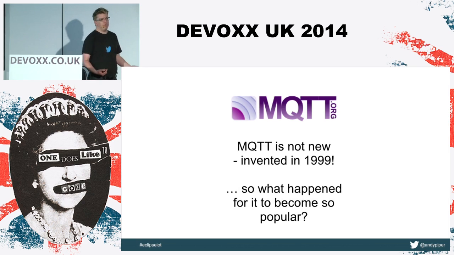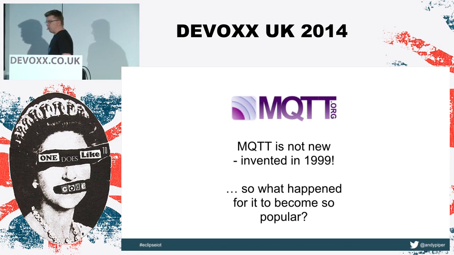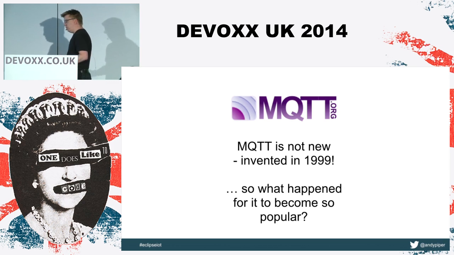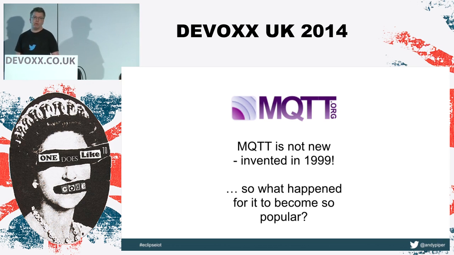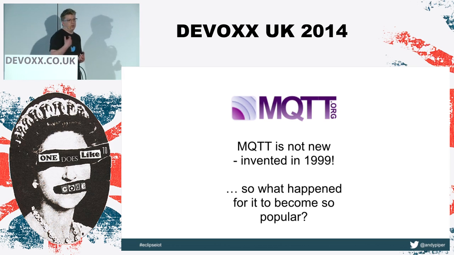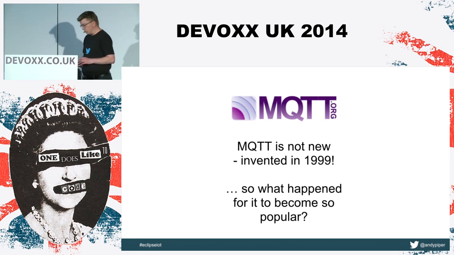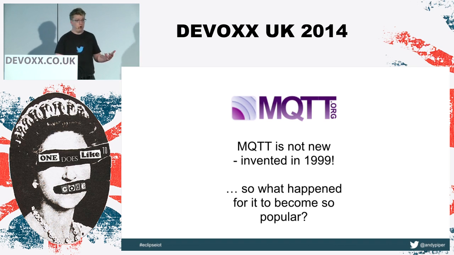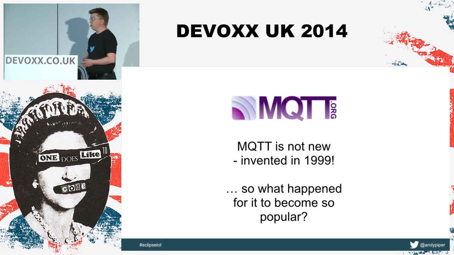Okay, so a little bit about the history of this thing. It was invented in 1999 by Dr. Andy Stanford Clark from IBM and Arlen Nipper from a company at the time called Arcom. And they were doing it because they had a problem. They were working on oil fields and flood level monitoring systems, and they were very typically using a protocol called SCADA, Supervisory Control and Data Acquisition, which was really kind of a closed protocol. It was almost like a closed loop protocol. So they wanted to help that to scale better, and they also wanted an open or more open protocol that they could plug into IBM applications.